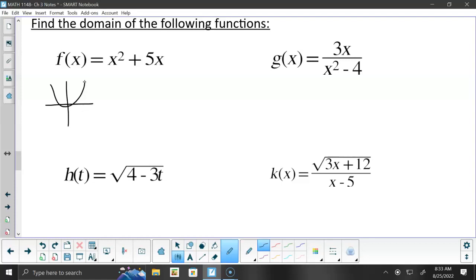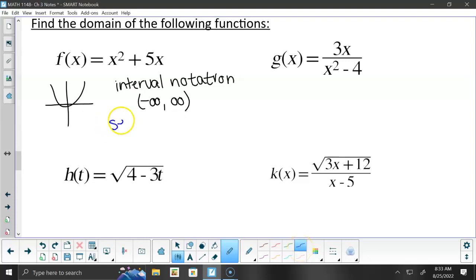So there's going to be a couple different ways of writing this. You could write it in interval notation, and that's going to be from negative infinity to positive infinity. And remember, we use parentheses on that because you can't hit infinity. It's a constantly moving target. You've got inequality notation, so that's with the little greater than, less than signs. But the new one is going to be set builder notation.